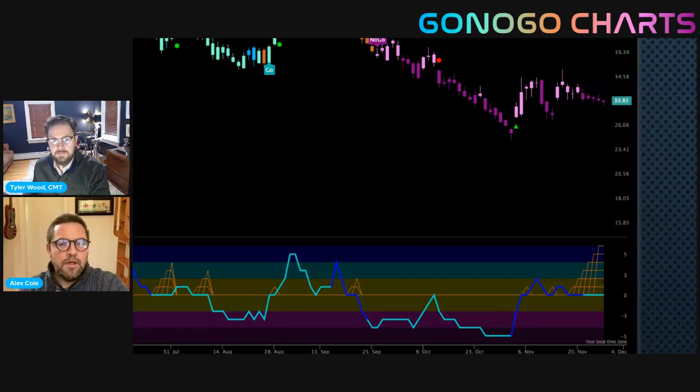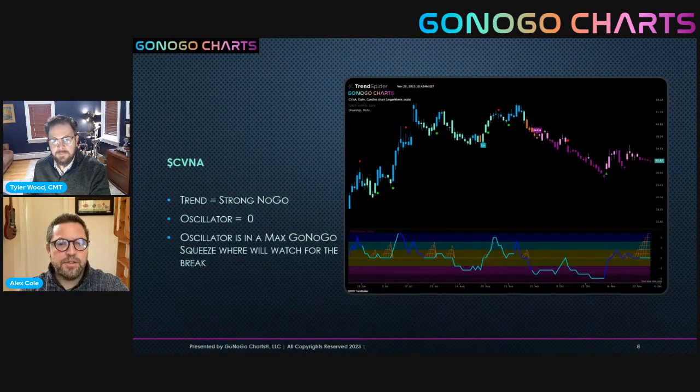Now, if this no-go trend is to remain healthy, then we will expect what? We'll expect the squeeze to be broken into negative territory. And that will then tell us we're looking at trend continuation. We'll see the price move lower as momentum builds in the direction of the trend. Of course, we've seen in previous videos that the squeeze can happen at reversal points as well.